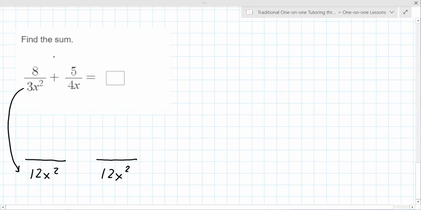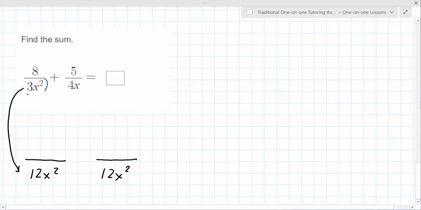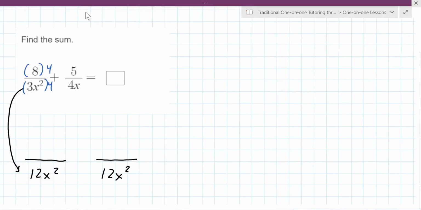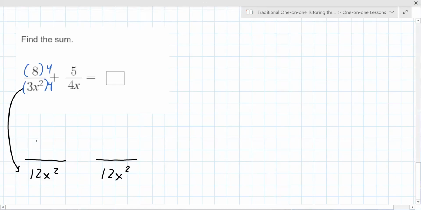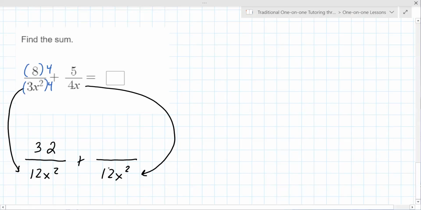Because you multiplied this bottom by 4, and I'm going to show that in a different color here, you're going to also multiply the top by 4. So what does the top become? 32. Now I ask the same question here. What do you do to 4x to get to 12x squared? What did you multiply by? 3. 3 gets you to 12. What do you multiply x by to get to x squared?